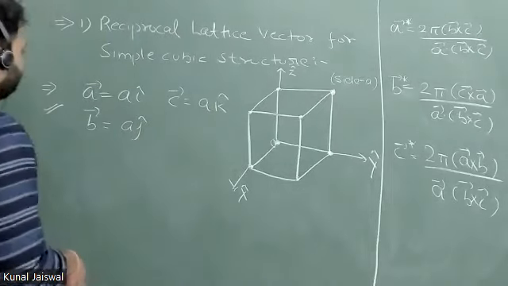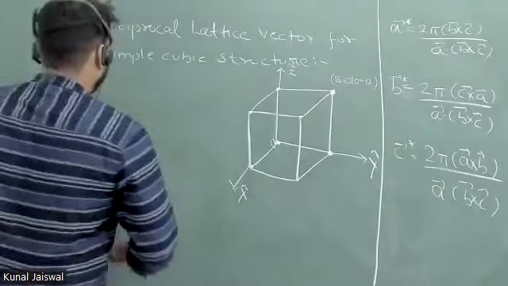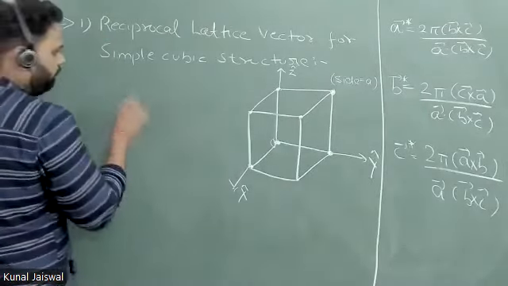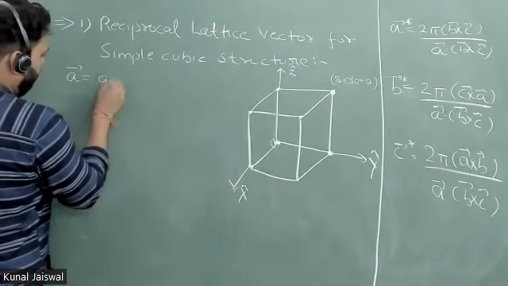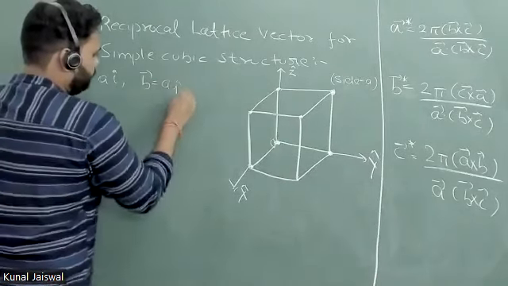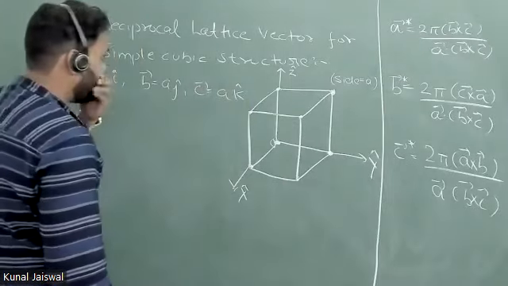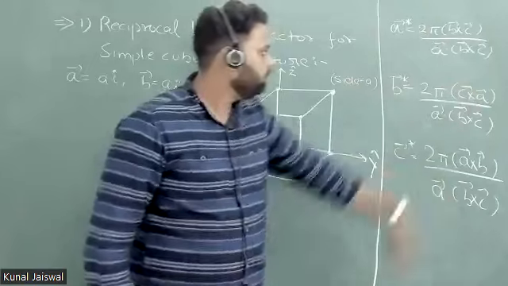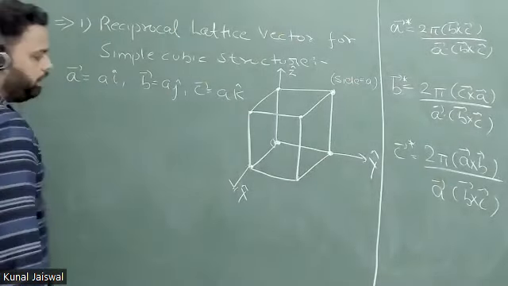Now, just use these three lattice vectors and find out A star, B star, and C star. Please solve everyone on your copy, and I'm solving here. A is A i cap, B is A j cap, and C is A k cap. Now, first of all, find A dot B cross C, because it's common in all three. What is the value of A dot B cross C?